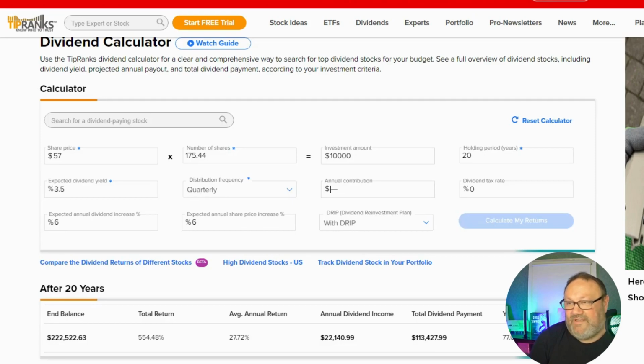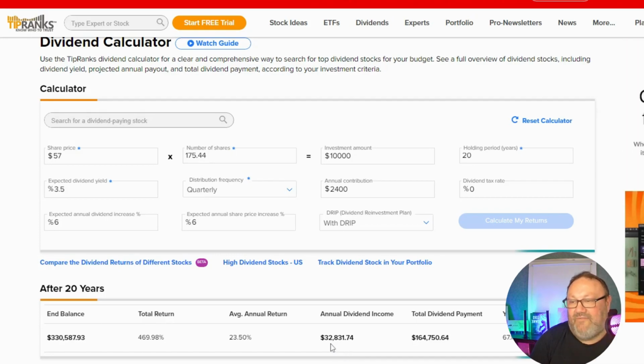Let's go crazy. Let's say you got $200 per month, and so that's going to be $2,400 now per year that you're putting in. Everything else stays the same. $222,000 now turns into $330,000. Excuse me, and dividend income annually of $32,800. With dividend payments of 164, which of course are being reinvested.